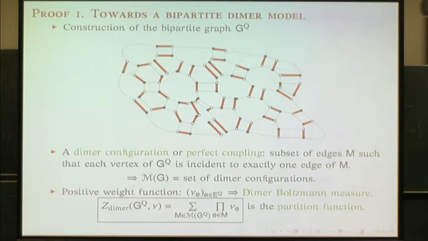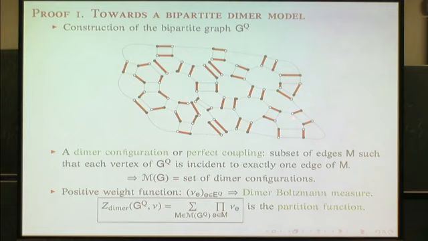So the dimer model is another model of statistical mechanics, introduced to represent the adsorption of diatomic molecules on the surface of a crystal. So a dimer configuration is also known as a perfect matching. It's a subset of edges such that each vertex of the graph is incident to exactly one edge of the perfect matching. So here in red, you have an example of a perfect matching or dimer configuration.